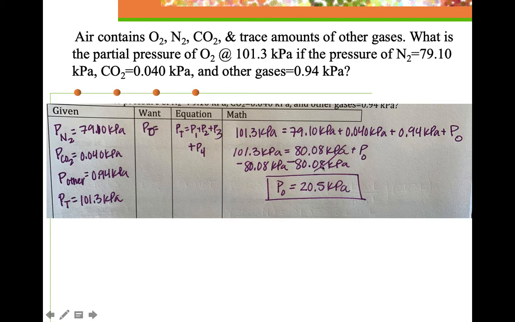I subtract that 80.08 kPa from the right side, and if I do it to the right side, I must golden rule it and do it to the left side as well. And that gives me that the pressure of my oxygen gas is 20.5 kilopascals.